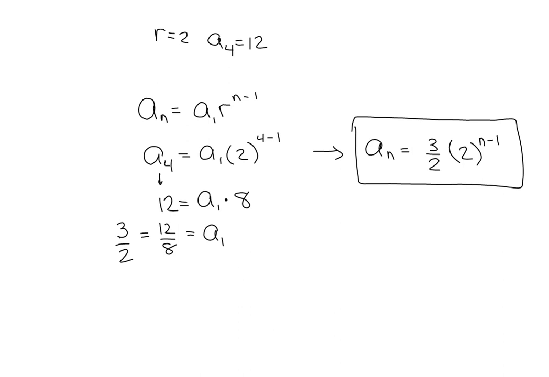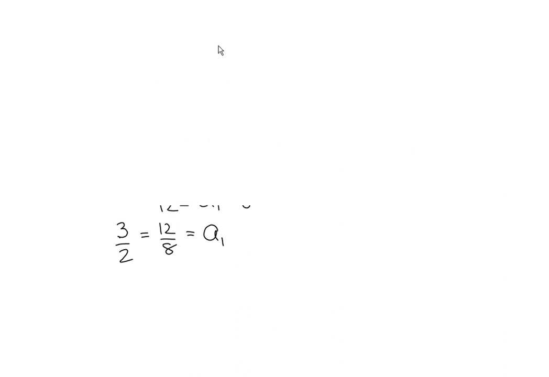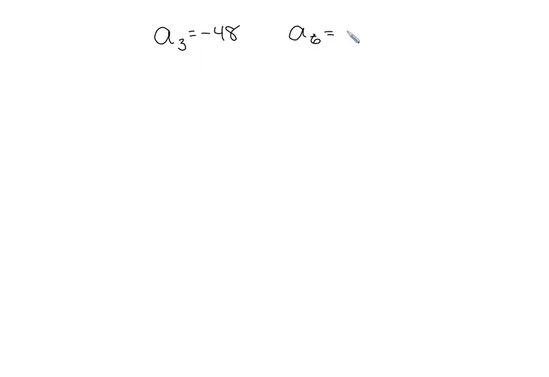Now, we also have the slightly more complicated version, which is this, and then I'll get you going on the assignment. A sub 3 equals negative 48. A sub 6 equals 3,072. We want to find a sub n, the rule. Well, we do this the same way that we do the ones with arithmetic.